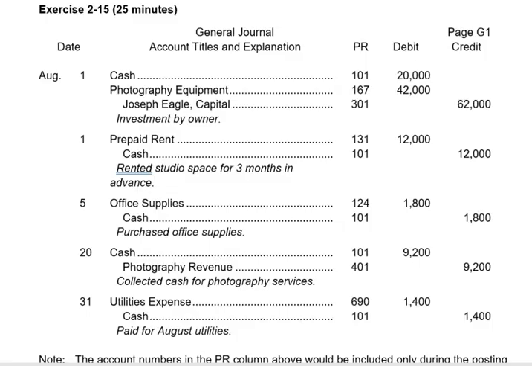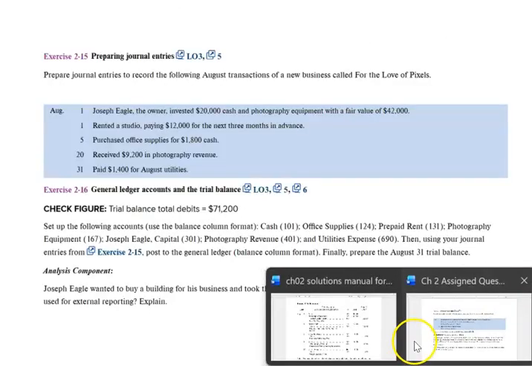So you could have it as two separate entries. You'd have cash, 20,000 debit, Joseph Eagle Capital, 20,000 credit, and then photography equipment, 42,000 debit, and Joseph Eagle Capital, $42,000 credit. Or you can do the way they're doing it on the screen and have it combined. Okay, so let's go on to the next one.